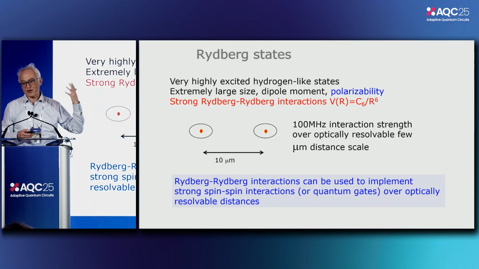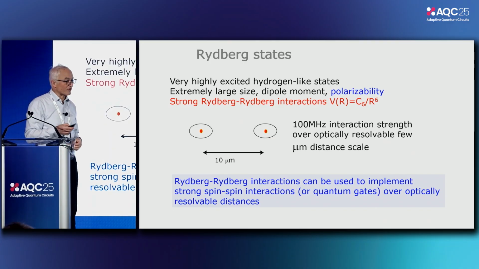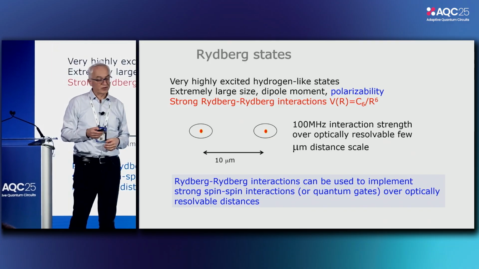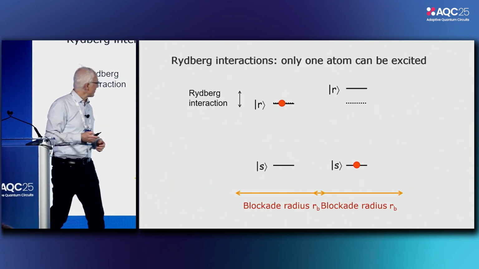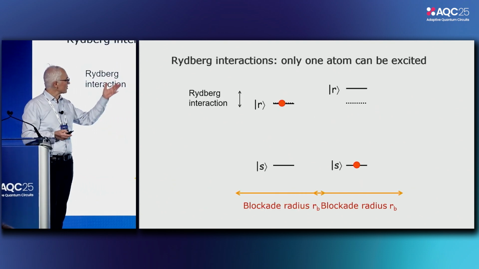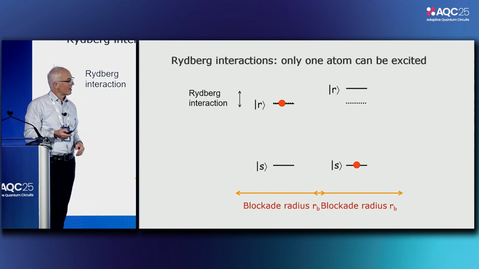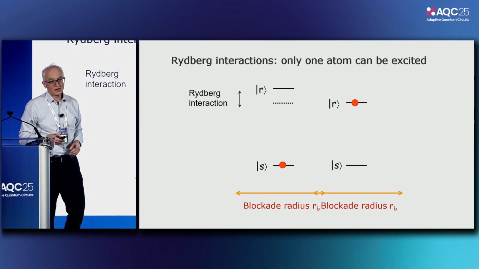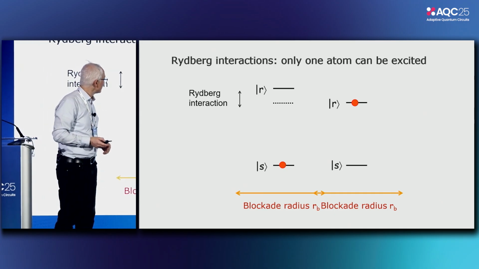You get 100 megahertz or a few hundred megahertz interaction strengths over optically resolvable distances of a few microns. And then when you put 2 atoms together and you try to excite them, if you excite one atom, you cannot excite the other one because of the interaction, and that automatically creates a Bell state of the atoms and can be used for a quantum gate.